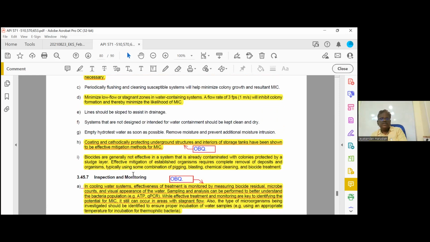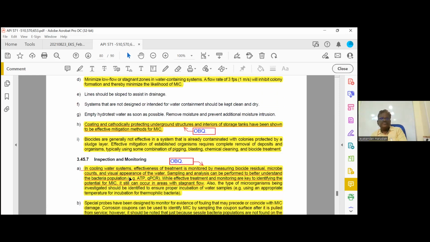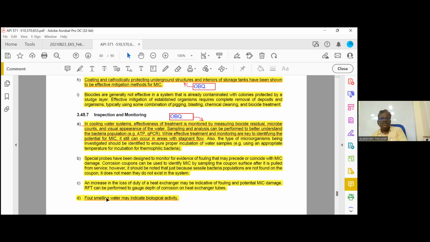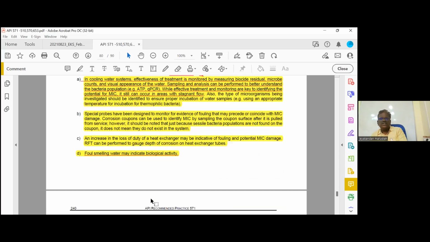H. Inspection. A. In cooling water systems, effectiveness of treatment is monitored by measuring biocide residual, microbe counts, and visual appearance of water. Sampling and analysis can be performed by a test, so we have to take the sample. Then D, foul-smelling water may indicate biological activity. Foul smell indicates biological activity.